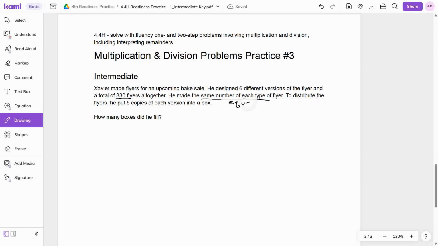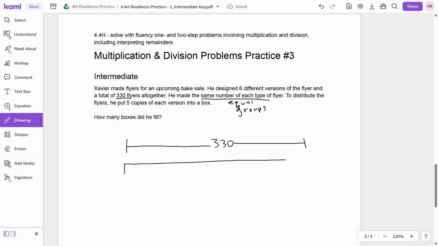Now, they give us the total. In the last two problems, we had to figure out that first total by multiplying. But now they give us the total, so I'm going to draw it like this. I'm going to say 330, like this. That's my first total. There's 6 different versions, and each version has the same number, so we can put those into equal groups, which means we can divide.